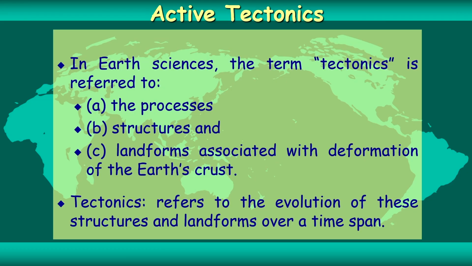Now if there is a fracture or a crack in a simpler way, and there is a displacement, then we term that a fault. So these are the discontinuities which we see. And the landforms which are associated with the deformation of the earth's crust, that also we take into consideration. So tectonic refers to the evolution of the structures, that is geological structures, and landforms over a time span. So it takes thousands of years, millions of years to develop. But some processes on a small scale can be instantaneous.